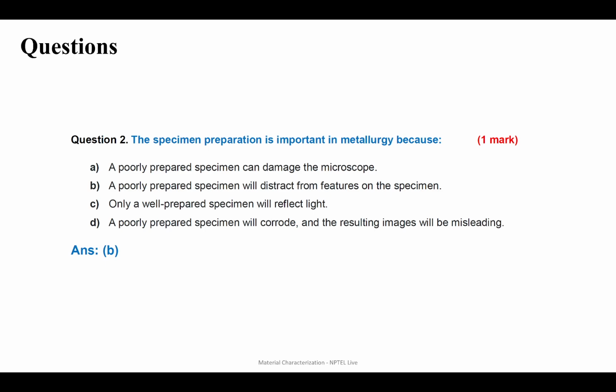And for specimen preparation, we are not doing anything to prevent corrosion. That is separate. The main purpose of specimen preparation is to make sure that the features we are getting are the features we want to observe and not some random features. That is why we want to properly prepare the sample.